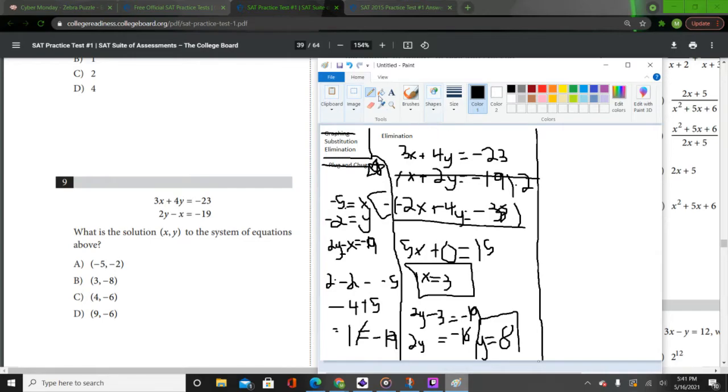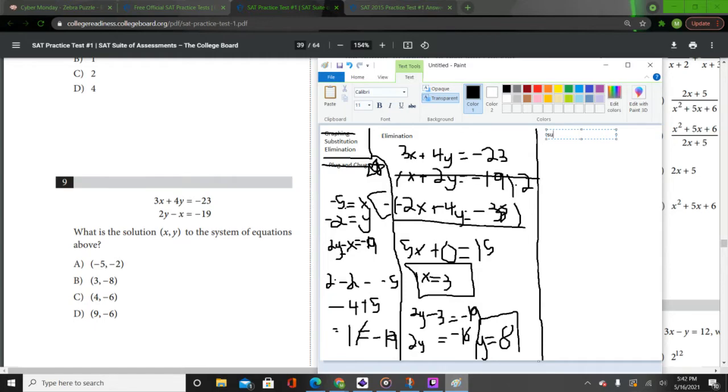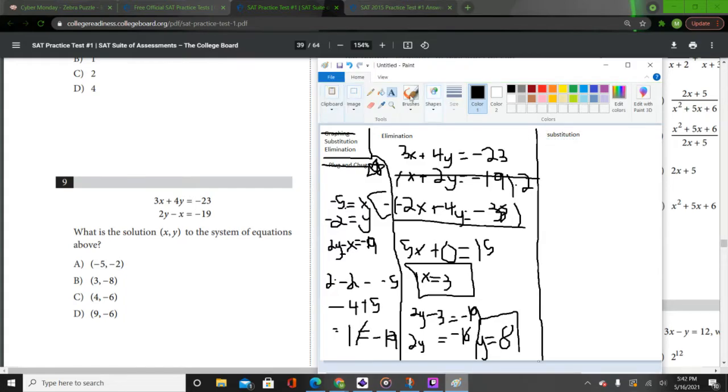All right, now we're in the final method, substitution. I think I might have spelled it wrong, but it doesn't matter. Right. So now we're doing substitution, and I think this is the one I use more commonly. Maybe, I don't know. But here, let's take the bottom equation first: 2y minus x is equal to negative 19.